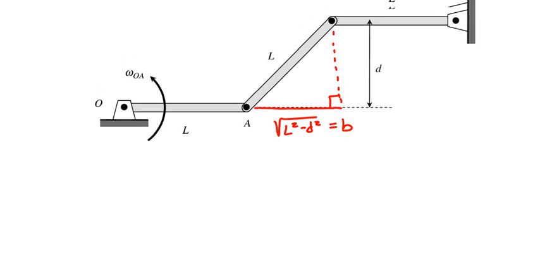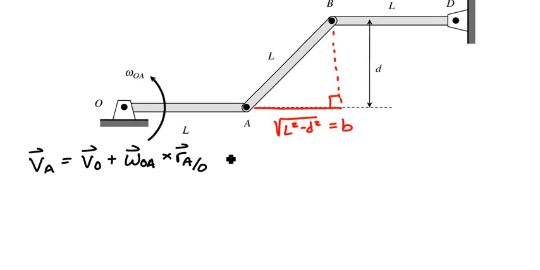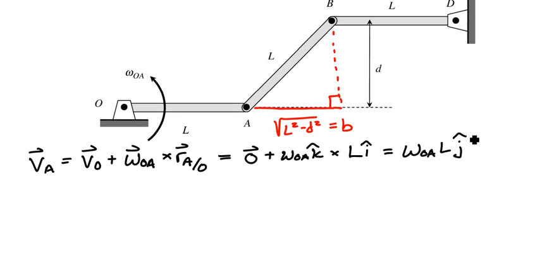Alright, so to start, I'm going to find the velocity of point A, given the velocity of point O. The velocity of A is equal to the velocity of O plus omega OA, a known quantity, crossed with the position vector of A with respect to O. The velocity of O is 0 because it's a fixed point, plus omega OA in the k direction, crossed with L in the i. K cross i gives j, so this equals omega OA times L in the j direction.